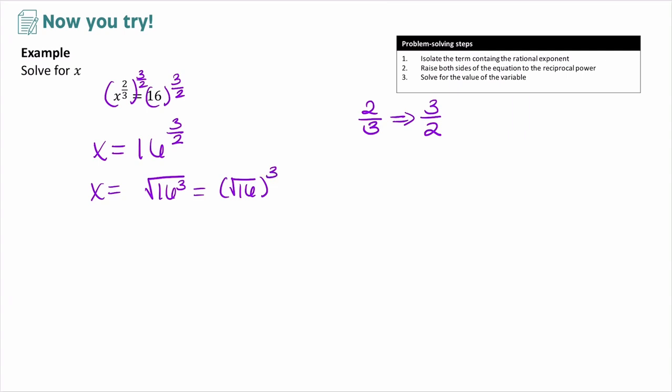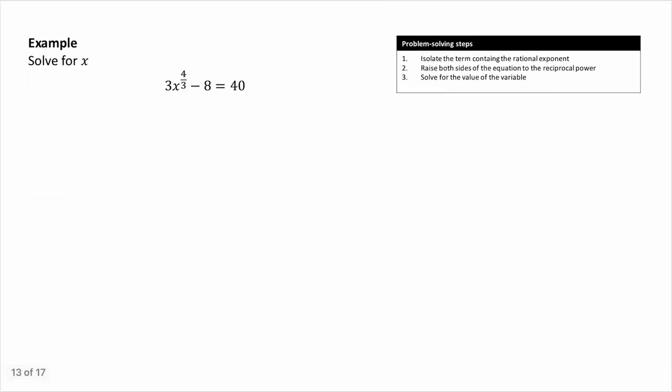You can do it either way because if you have a calculator, you can find the square root of 16 cubed. But I like to do the square root first because what this will turn into is, well, we know the square root of 16 is 4, so we have 4 cubed, which is equal to 64. So you see x equals 64 is our answer. So if you do the square root before you do the cube power, it makes it a little bit easier to solve. So now let's try this example.